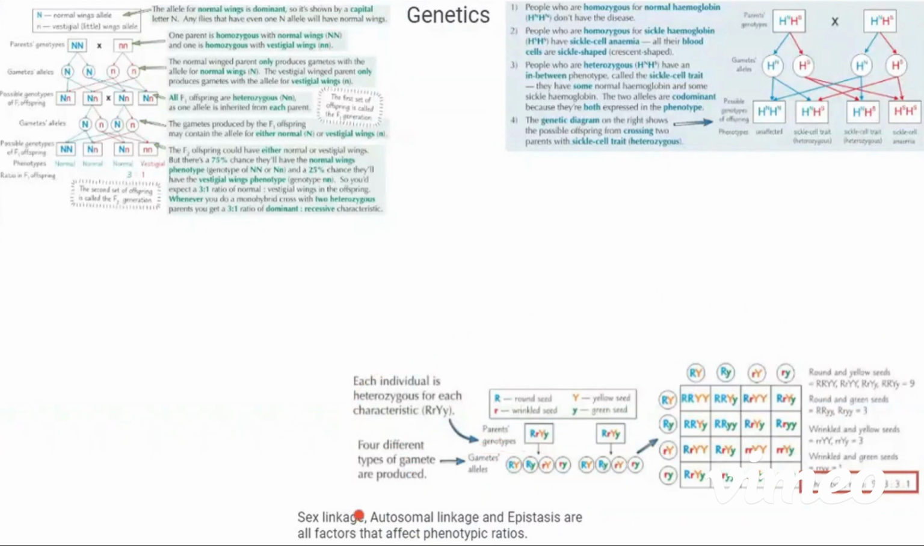Sex linkage. Males are more likely to inherit sex-linked disorders such as color blindness or hemophilia, or fragile X chromosome.